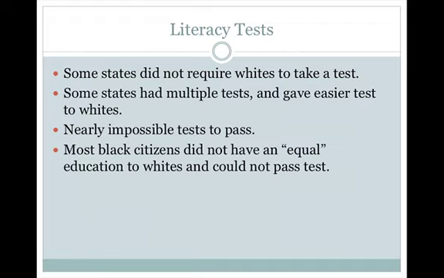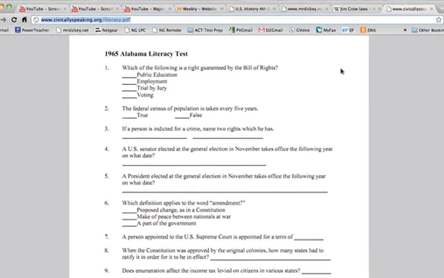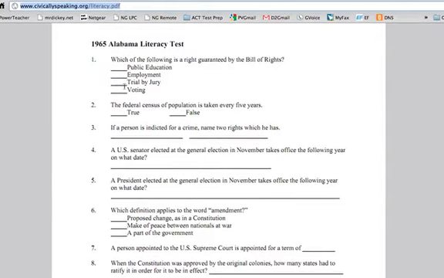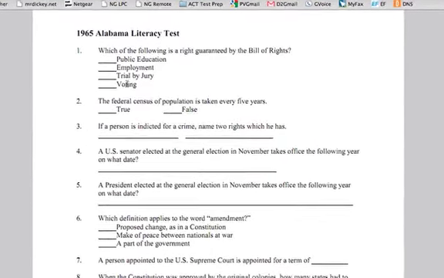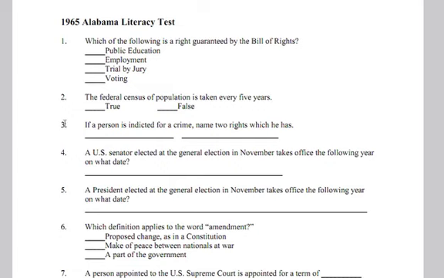Literacy tests. I'm going to put up an example here of a literacy test as well. Some states did not require that whites had to take a test, but even if whites had to take a literacy test, their test many times was much easier than what was given to a black person. I'll show you some of these. One example is from Alabama from the mid-1960s, given to a black person. You would see that a test like this, most of us would fail trying to pass this test. And if you didn't pass the test, you weren't able to vote.